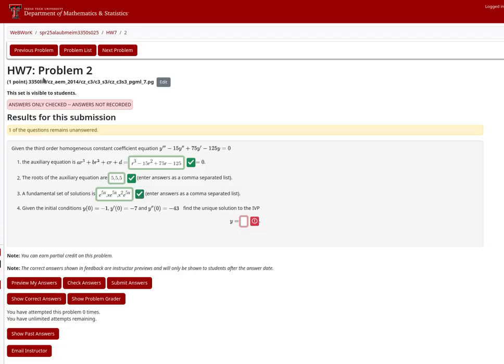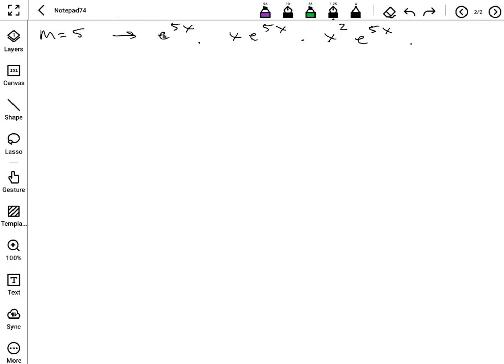And that's looking right. So to the person who asked about the fundamental set of solutions, all you need to do is, once you get that first one, multiply by x until you've got as many solutions as you have repeated roots. So we had 3 repeated 5s, and we have 3 solutions. So I had to multiply up to x squared to get all 3.